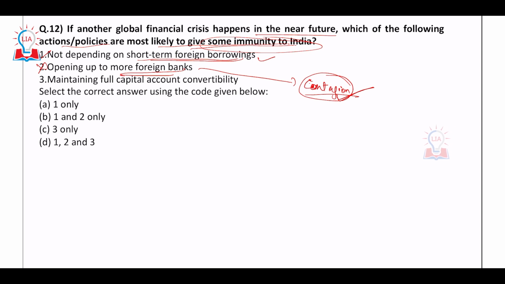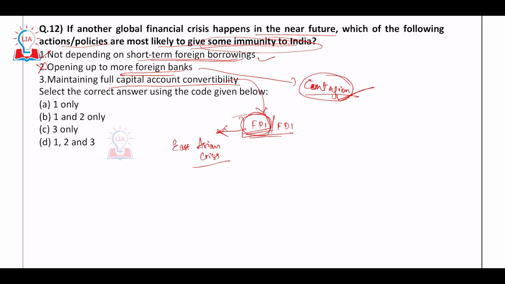Maintaining full capital account convertibility. If you maintain full capital account convertibility, it means FPI can enter, FDI can enter without any restriction. At the same time, they can leave as well, especially FPI can leave at will, at its own whims and fancies, right? So that is why there is supposed to be a restriction on FPI especially. If you maintain full capital account convertibility, it would lead to more problems, just like what we found in the East Asian crisis.